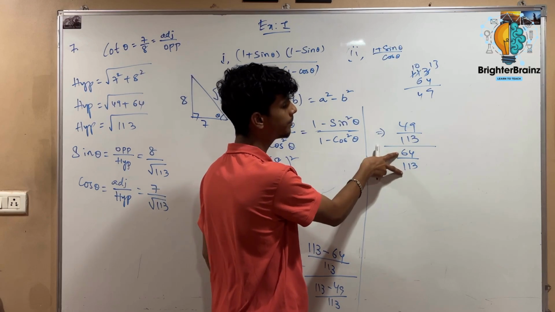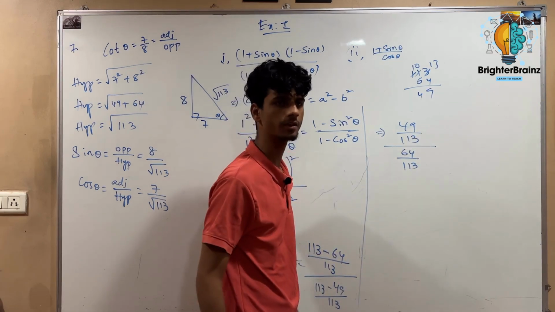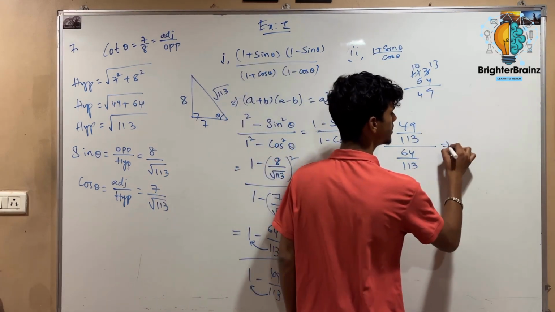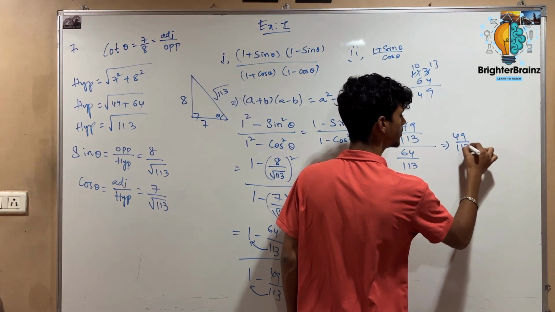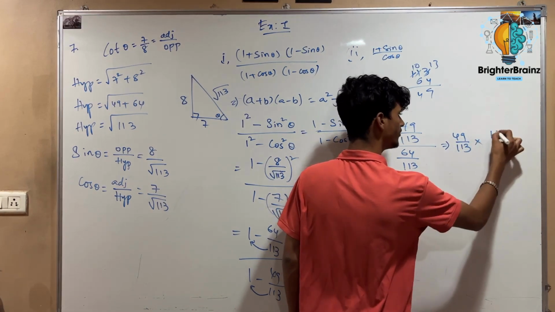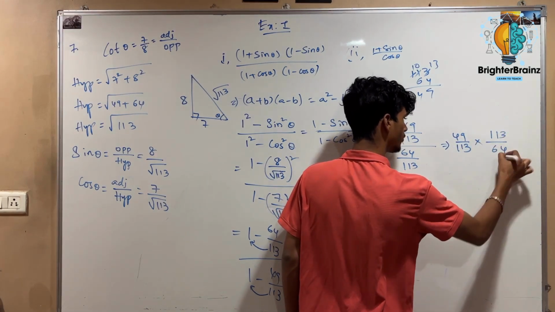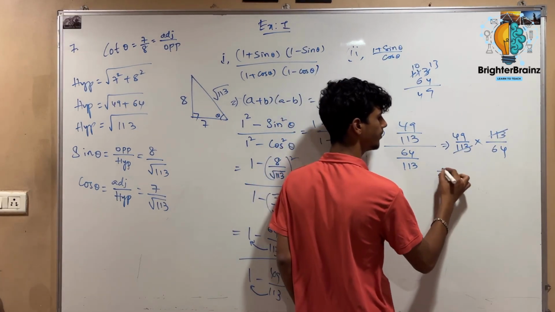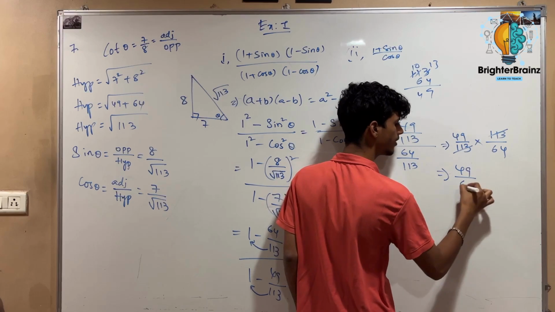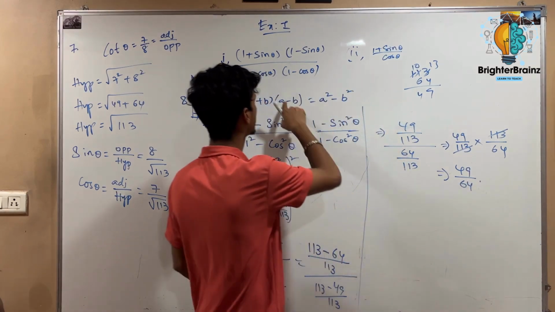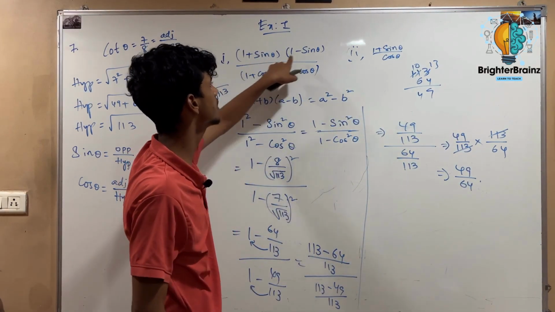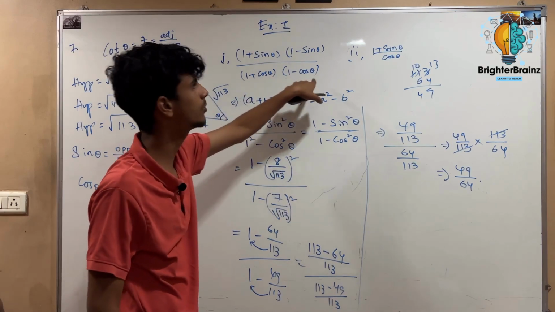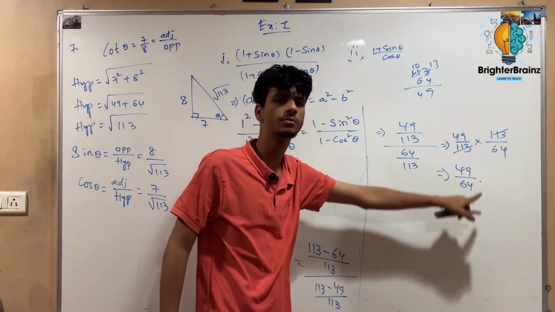Now the denominator part will be reciprocal if we multiply it. So this implies 49 divided by 113 into 113 divided by 64, and 113 will be cancelled out each other. So this implies 49 divided by 64. The value of (1 plus sin theta) into (1 minus sin theta) by (1 plus cos theta) into (1 minus cos theta) is 49 by 64.